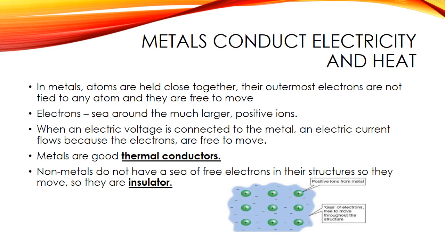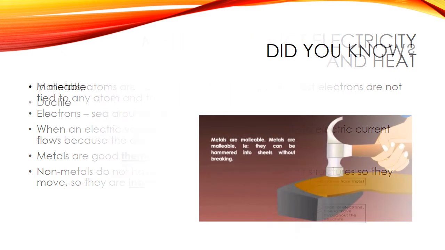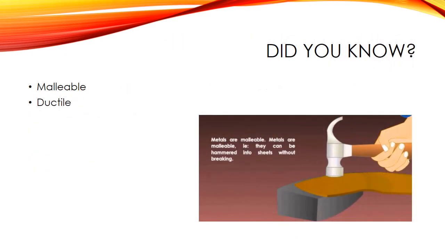Non-metals do not have a sea of free electrons in their structures, so they do not conduct electricity. They are insulators. The electrons in metal can carry heat as they move. Some metals are good thermal conductors. Dear students, malleable is a word which means can be hammered into shape. Ductile is a word which means can be made into a wire.